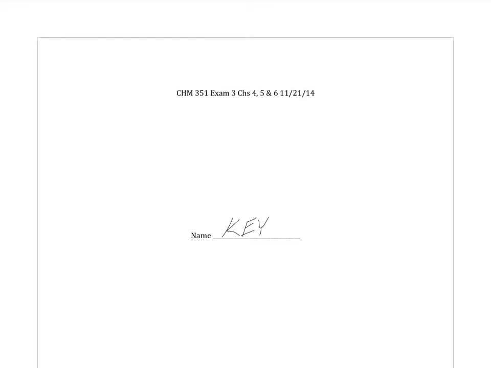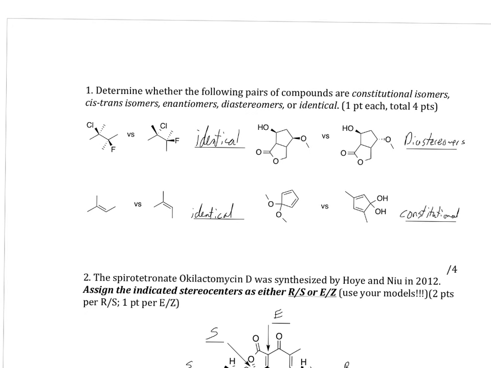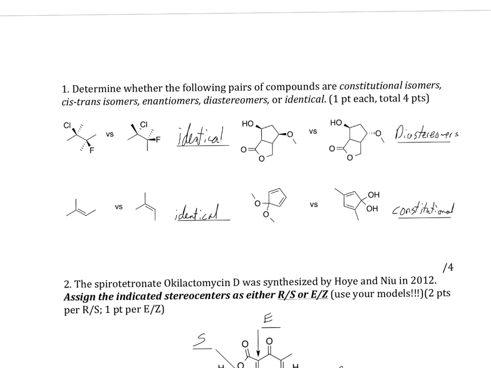Alright, take a look at the key for the exam from 2014 for chapters 4, 5, and 6. Good question asking us what these things are to each other. A little bit of a thing here for this first one. These are actually identical. So the wedges and hatches here don't matter because there are two methyls there. So this actually is not an asymmetric center, and neither is this. So really it doesn't matter in that case.